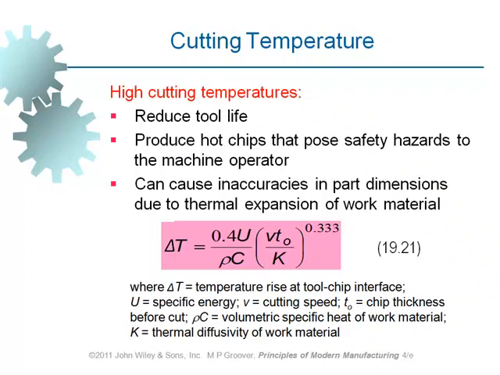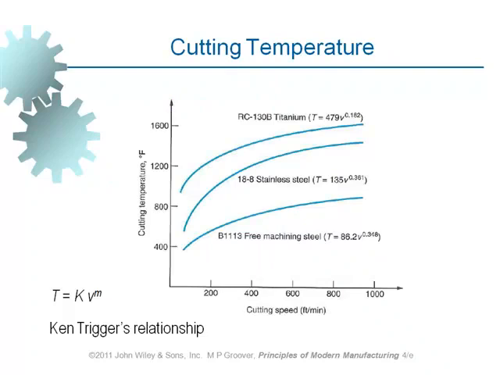And there is also another equation, this one, which is Trigger's equation, which defines a relationship between temperature and V, which is cutting speed. K and M are coefficients which are related to the workpiece material. And this figure here is telling us the relationship between T and V. This is cutting speed V, and this is cutting temperature in degrees Fahrenheit.